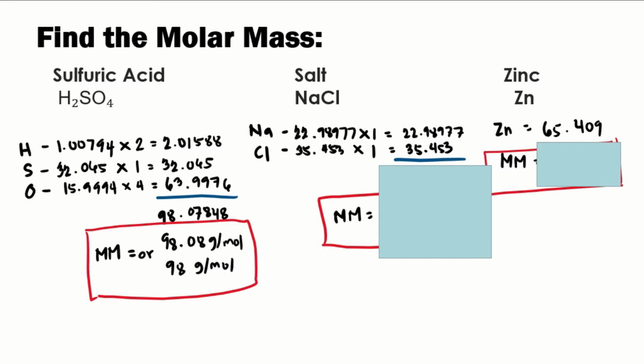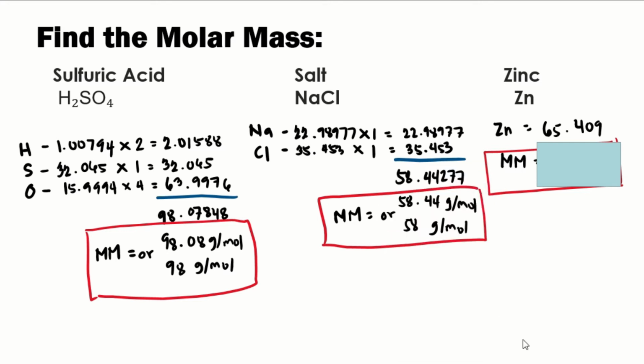Okay, so next we have salt, sodium chloride. So again, for the molar mass of sodium chloride, we have 58.44 grams per mole, or just simply write 58 grams per mole.